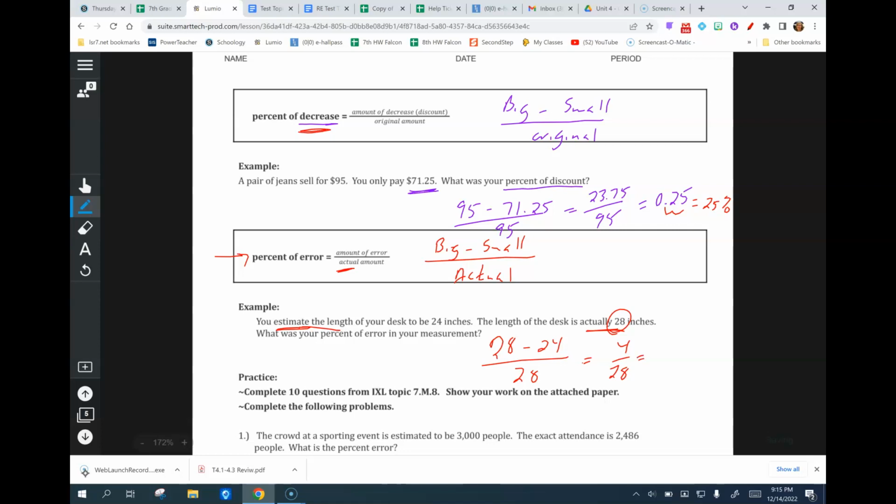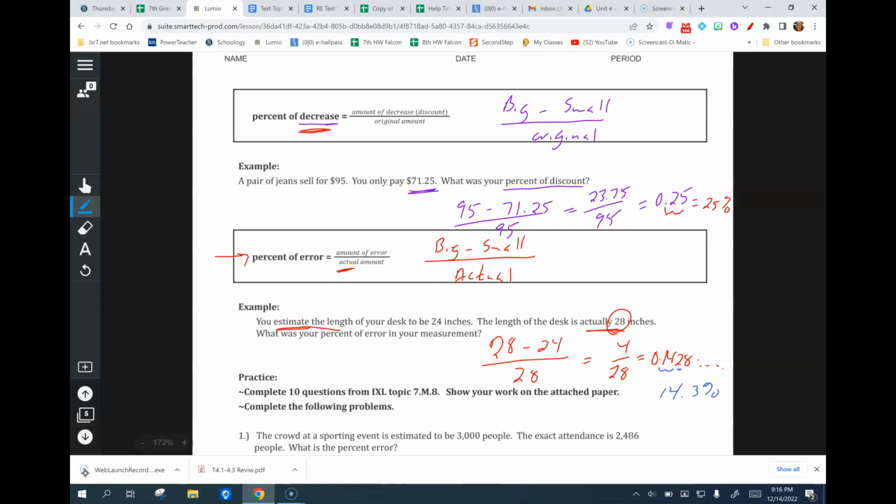Yep. You get 0.14285, and so on. So, let's move our decimal point 2 places. We're going to round. So we're going to get 14.3%. They don't always round up. That's just a weird coincidence.